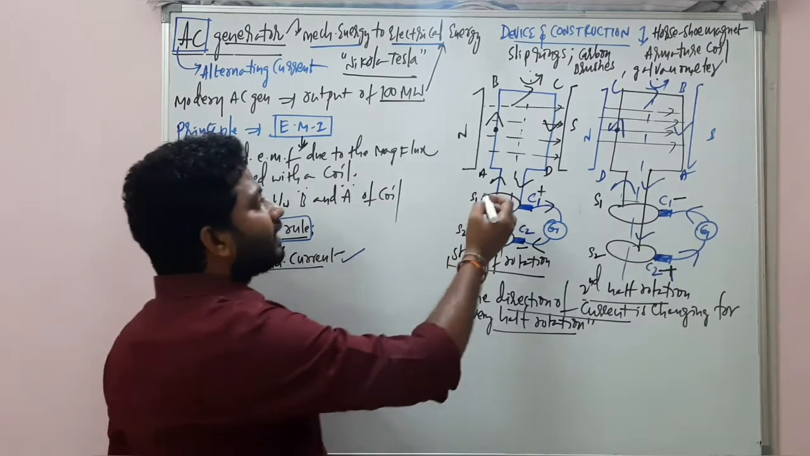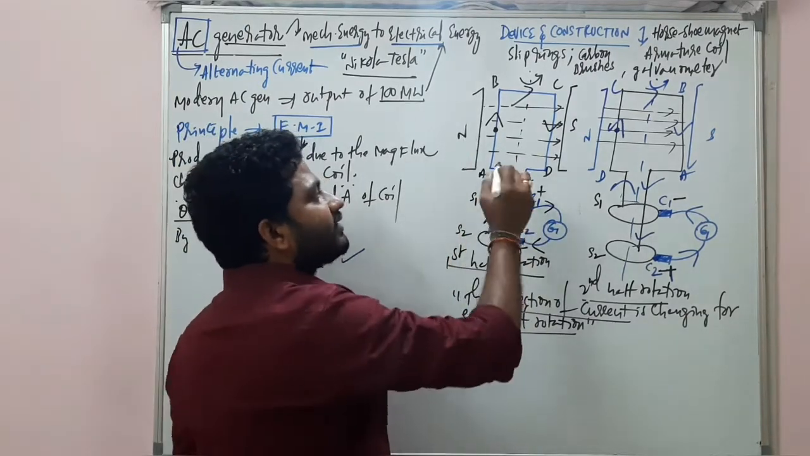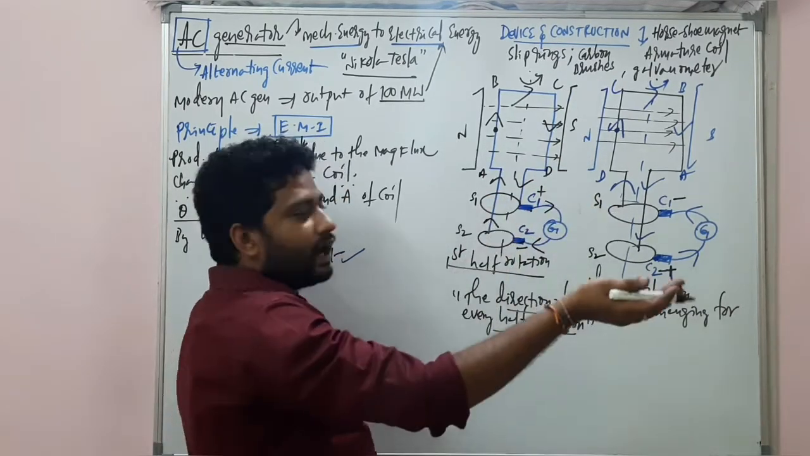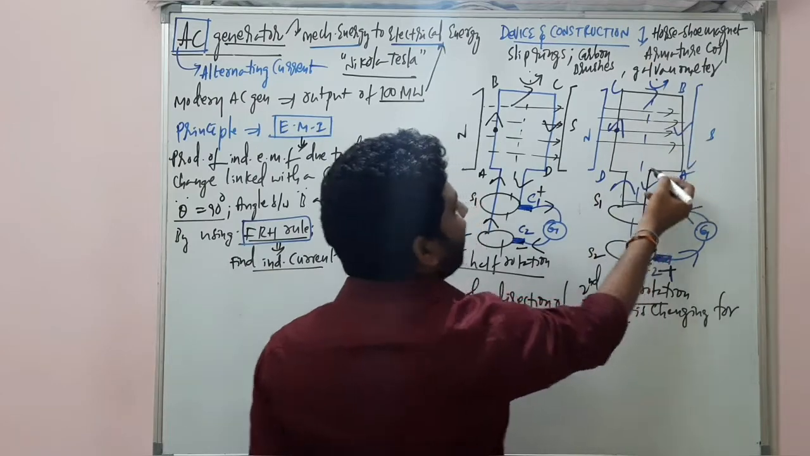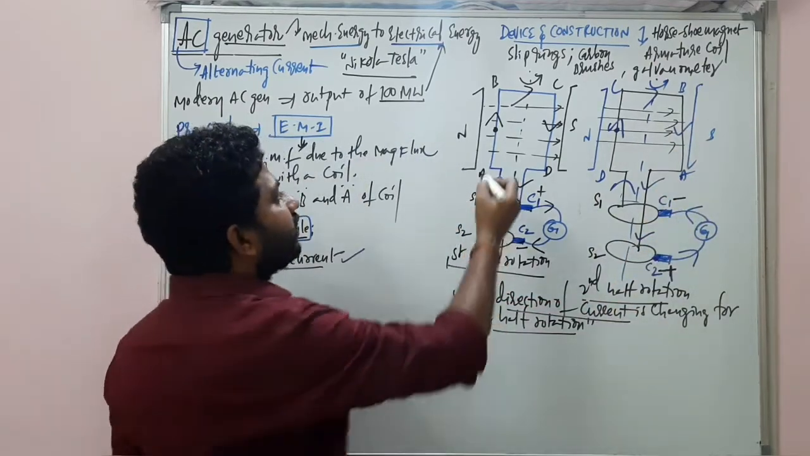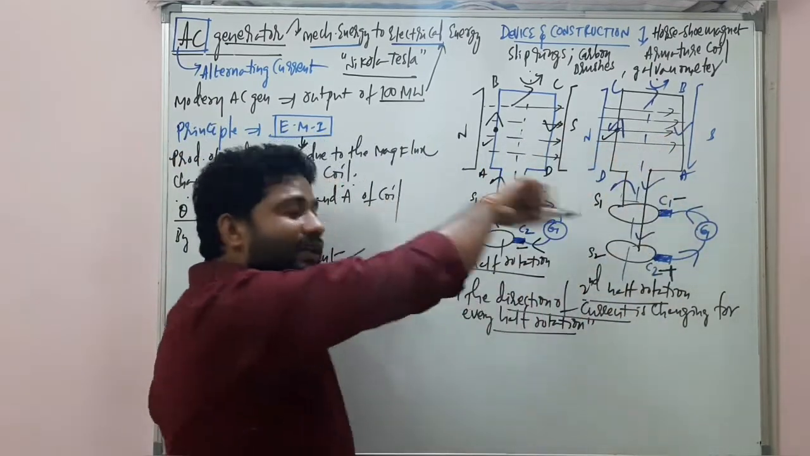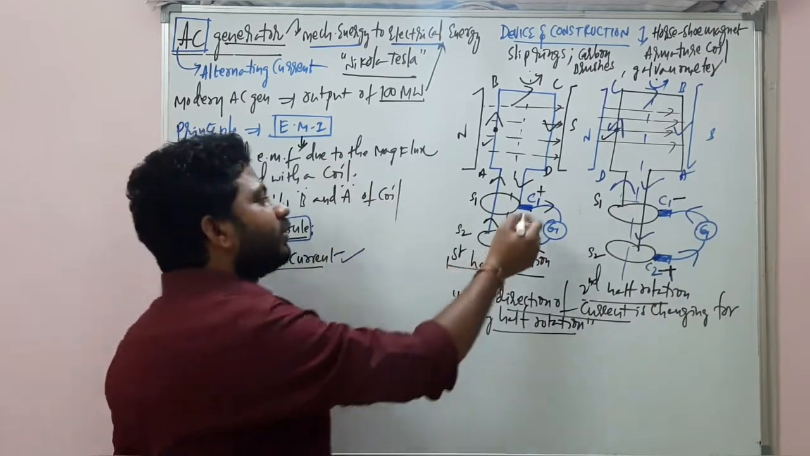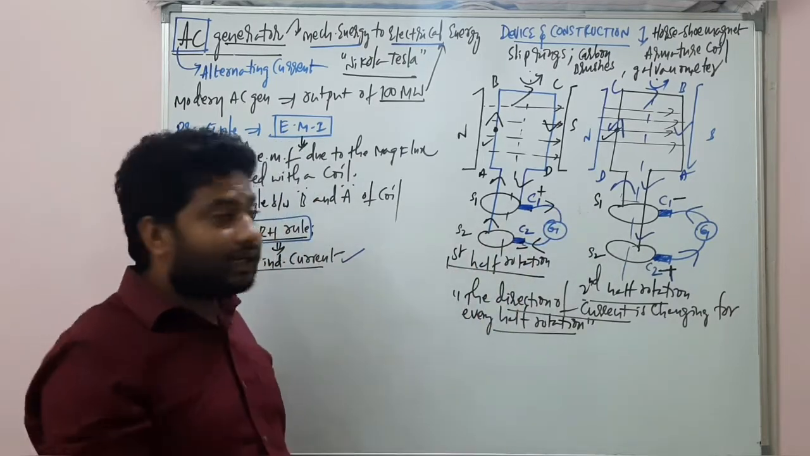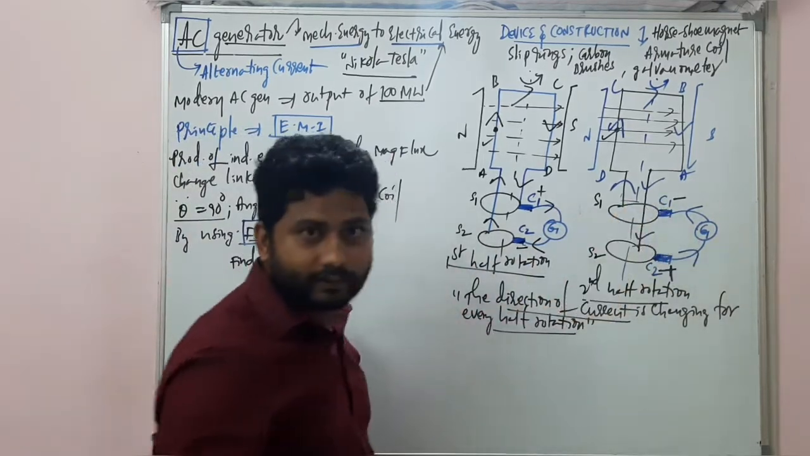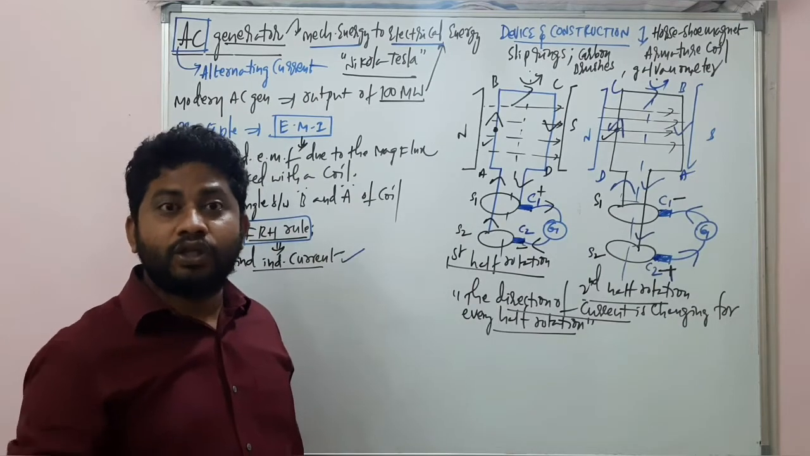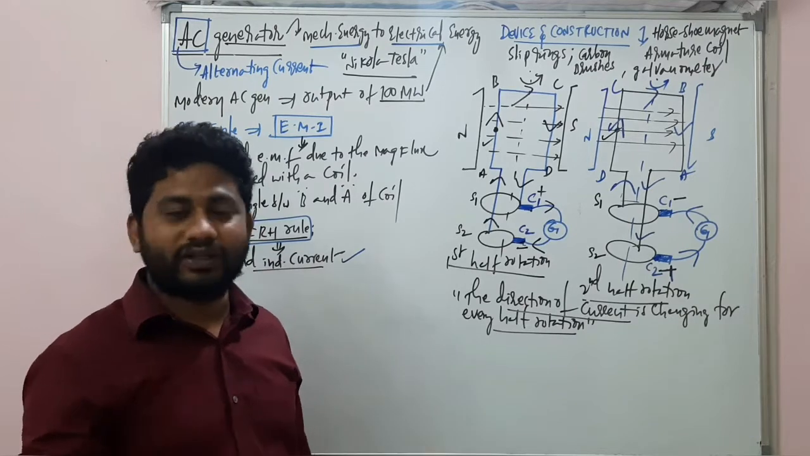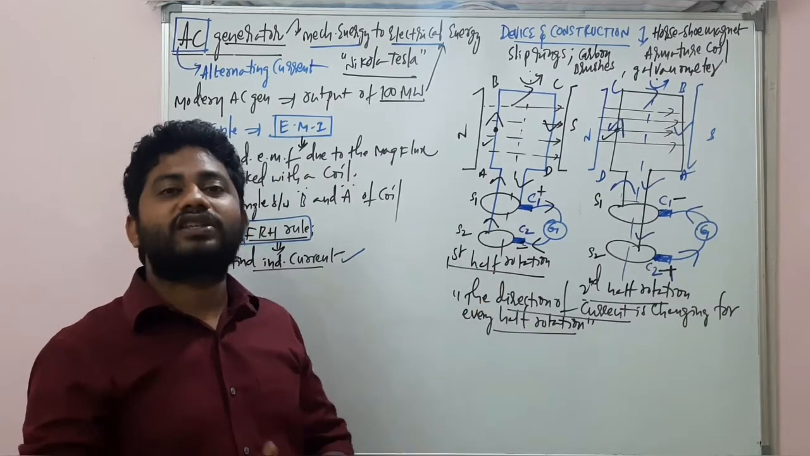And in the coil, the current direction is changing. In the first case, current is moving from A, B, C, D in the coil. In the second half, current is moving from D, C, B, A. In the coil it is changing, and in the whole circuit also it is changing. In the circuit, in the first half, the current is moving from C1 to C2. In the second half, current is moving from C2 to C1. Clear? The polarities of the battery change after every half rotation. This is not an actual battery, it is called a virtual battery.